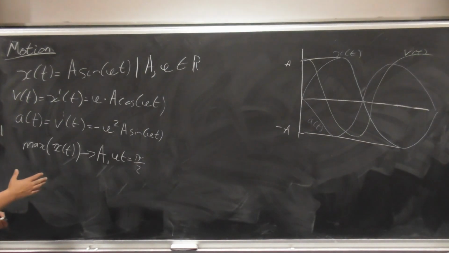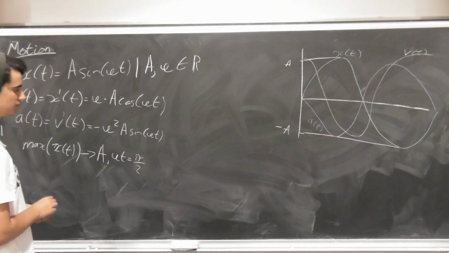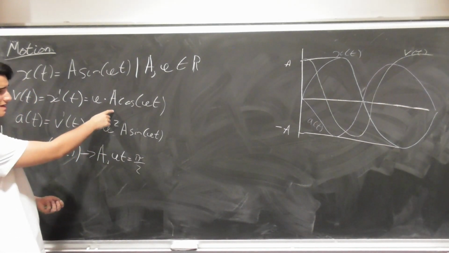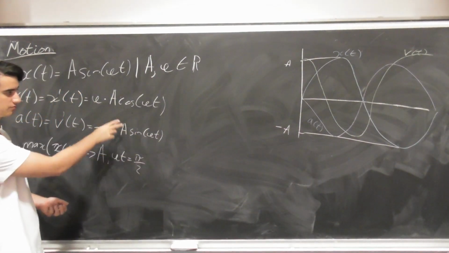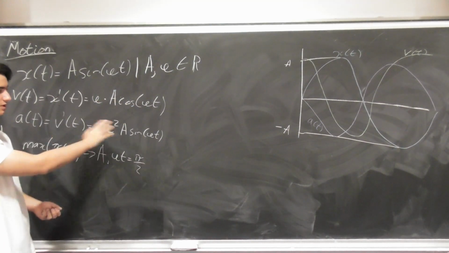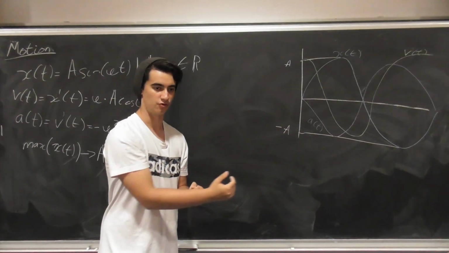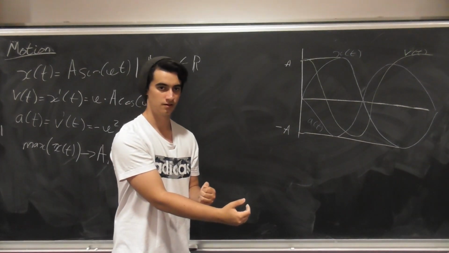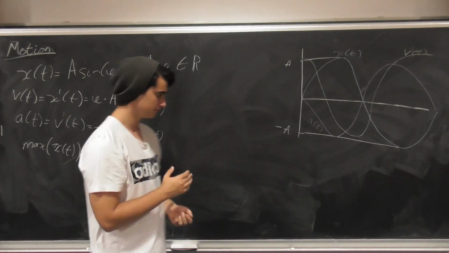But if we then have a look at what this means for our velocity and acceleration functions, if cosine is evaluated at pi over 2, it'll go to 0, which means this whole velocity will go to 0. So at its maximum, if it's fully extended, the velocity is not moving at all. Its velocity is 0.